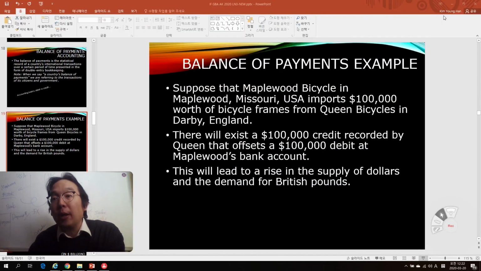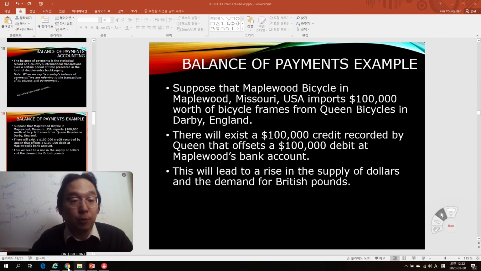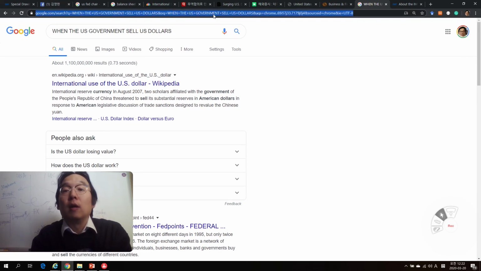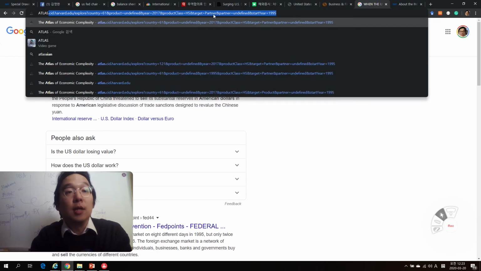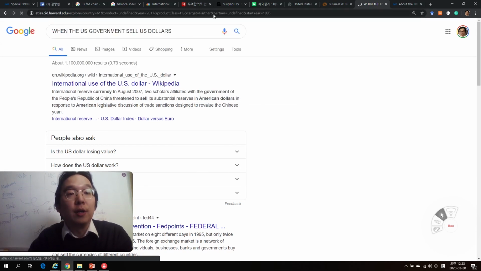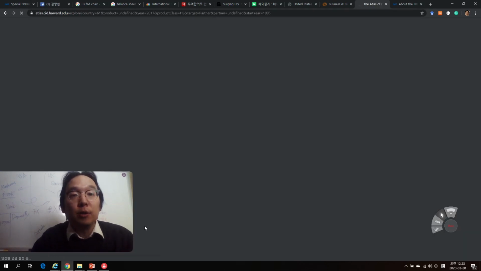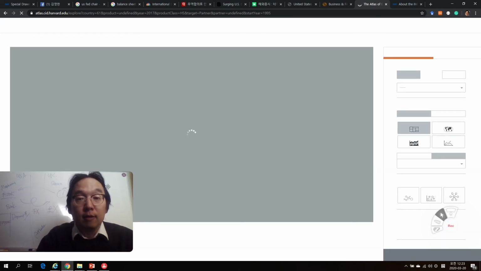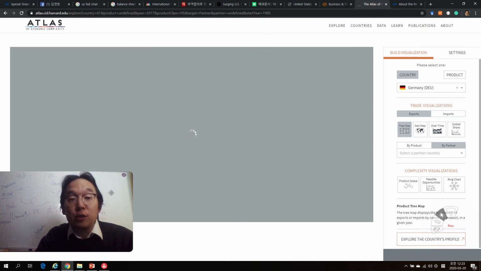So it seems like it's not showing up. Microsoft Explorer takes a long amount of time. Where's that? Atlas CID Harvard. Okay, there we go. Please bear with me. It takes a little bit of time, and it's extracting the data of Germany.